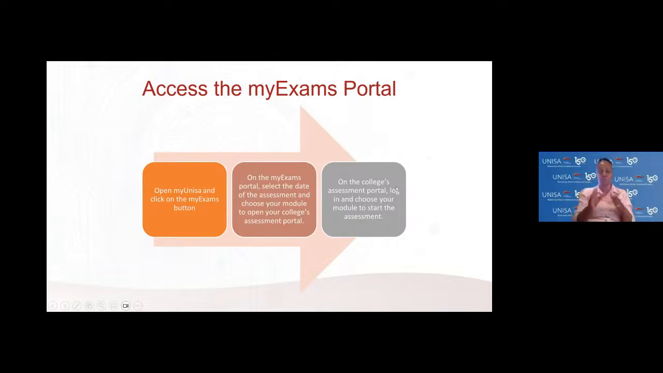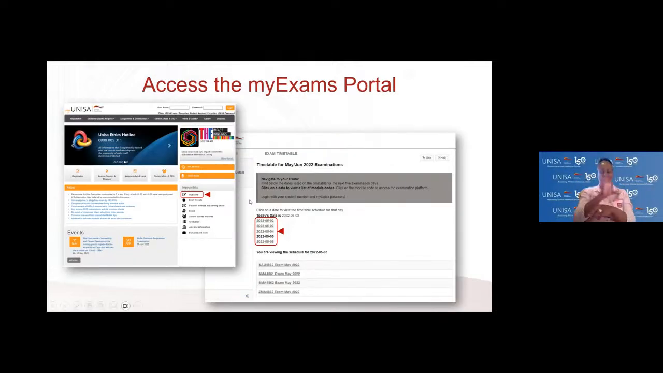So remember, each college has their own instance for exams. So if you perhaps have modules from two different colleges, remember you will perhaps log in and see only modules that are for that specific college. The steps are very easy on myUnisa. Click on My Exams. You can select the date. You'll notice it's today's date and then 4 days in advance. That means you can actually come 4 days before your exam and test, make sure that your module is listed and that you can log in.